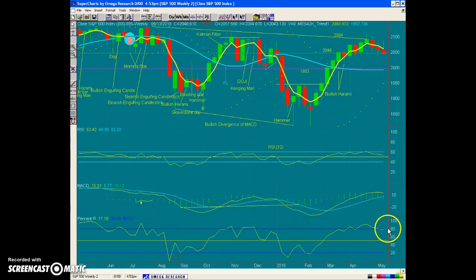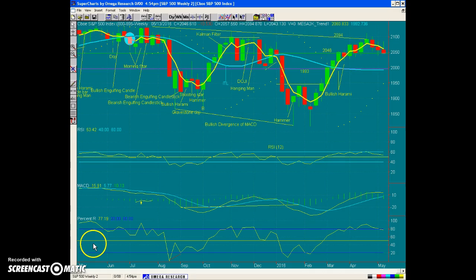Percent R broke below the 80% line. It's still showing us a fair amount of momentum to the upside. It remains above the 50% line, of course. So all in all, we still have an uptrend according to this MESA system, the relationship of Kalman filter to the instantaneous trend line. No reversal here on the parabolic, but weakness insofar as MACD, RSI 12, and percent R. So that's the situation with the weekly chart. We are looking to see whether this 2046 level will hold. There are signs on the daily chart that it just might not hold.